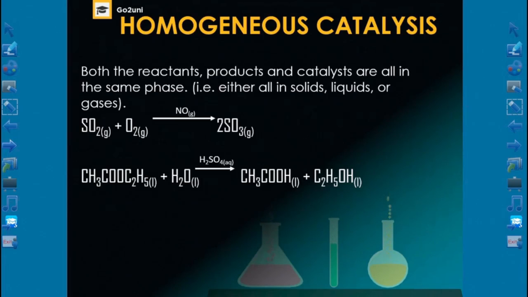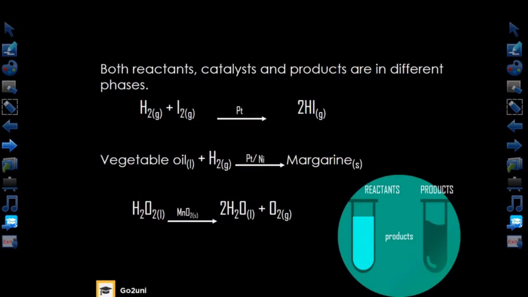The next equation is ester plus water. As you can see, that is ethyl ester reacting with water. Ethyl ester is a liquid. Water is liquid. Sulfuric acid is acting as a catalyst and is in the aqueous state. And our products are ethanoic acid in the liquid state and ethanol in the liquid state still. So when reactants, products, and catalysts are all in the same phase, then it is said to be a homogeneous kind of catalysis. What about the heterogeneous?